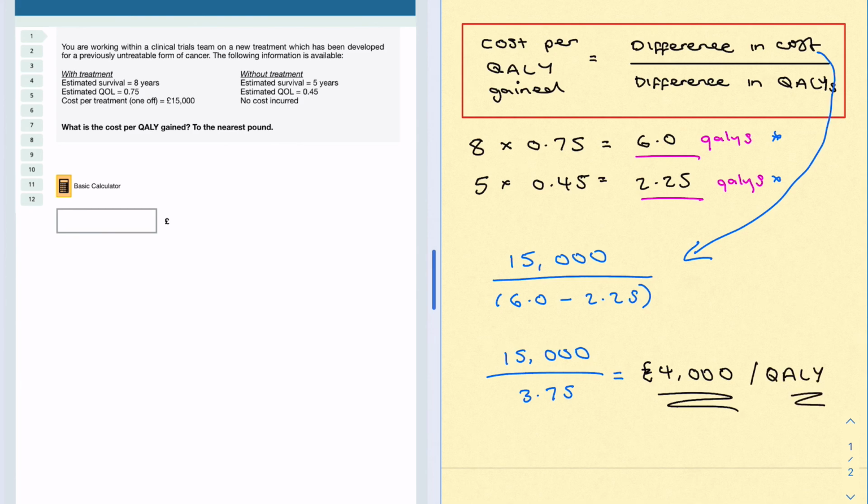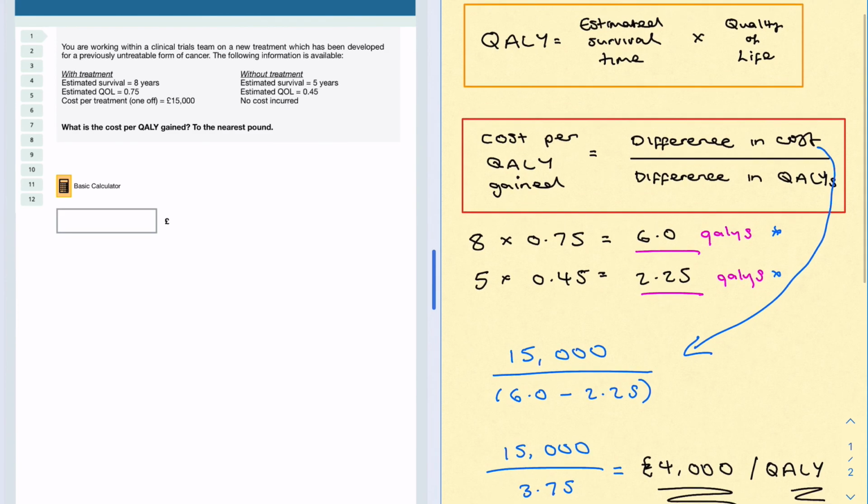So again, to summarise, let's have another look at this. What did we do? We first of all calculated what a QALY was, and that's the estimated survival time times the quality of life. So 8 times 0.75 if we look on the left here, and 5 times 0.45. Once we'd calculated our QALYs, we then took our second formula, which was the difference in cost divided by the difference in QALYs, which is 15,000 was our cost, and our difference in QALYs was 6 take away 2.25, which gave us 15,000 divided by 3.75, which is 4,000 QALYs.